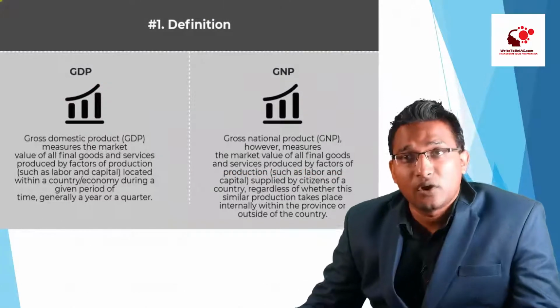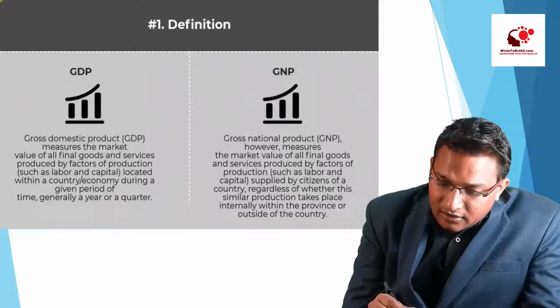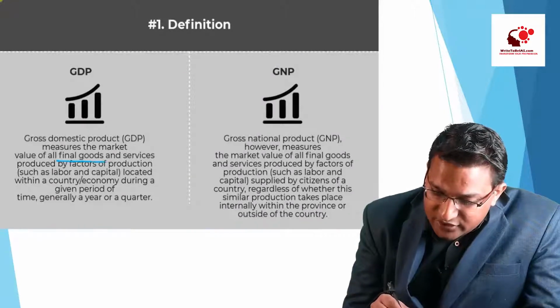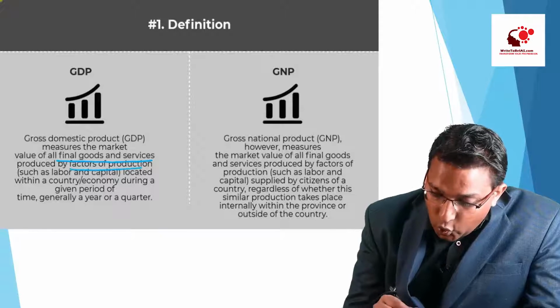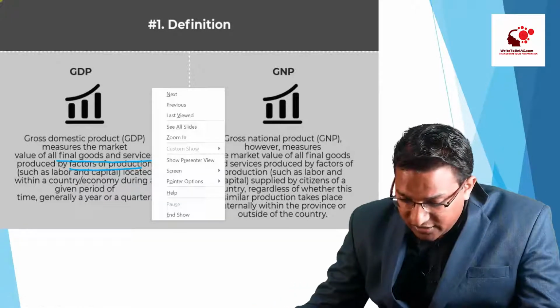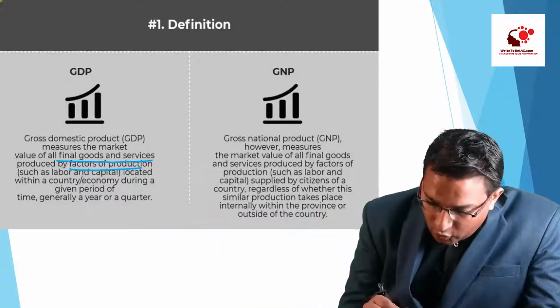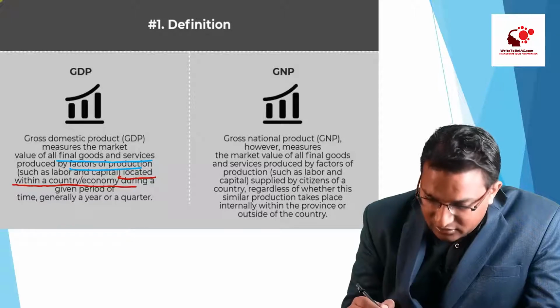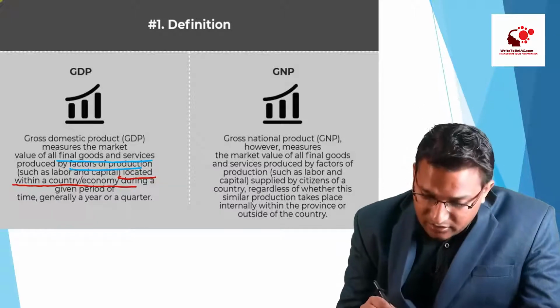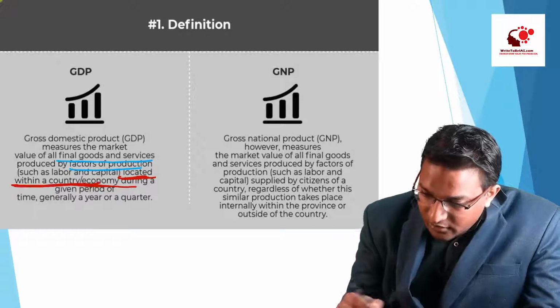Here we can see much more clearly the difference. GDP versus GNP. GDP is the market value of all final goods and services produced by the factors of production located within. So what is the crucial word here? The crucial word here is located within the country or economy, right? So here the main thing is the location is within the economic territory.